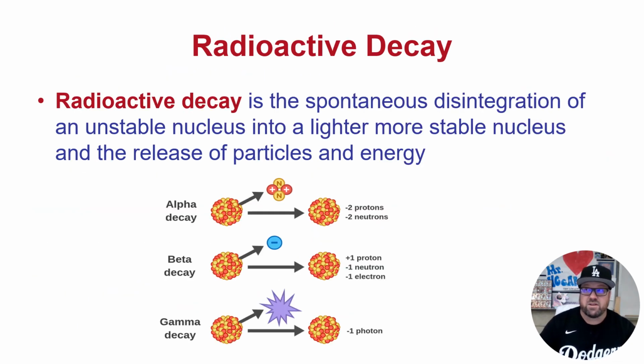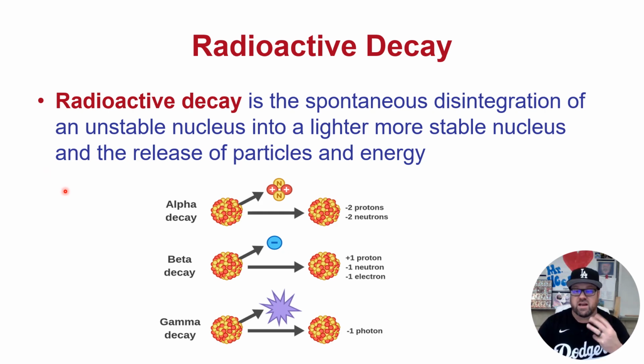Now, what happens when there's instability in the nucleus? What's probably going to occur is a form of radioactive decay. And this is an important term, you're going to hear decay a lot. Decay is the spontaneous, meaning it can happen anytime, disintegration of an unstable nucleus into a lighter, more stable nucleus, and the subsequent release of both particles and energy. And oh, there can be a lot of energy.